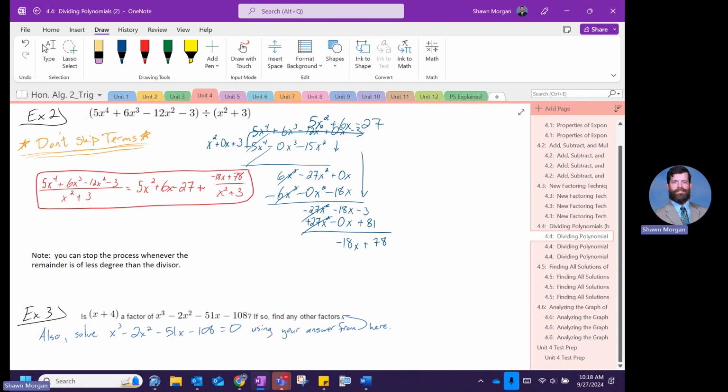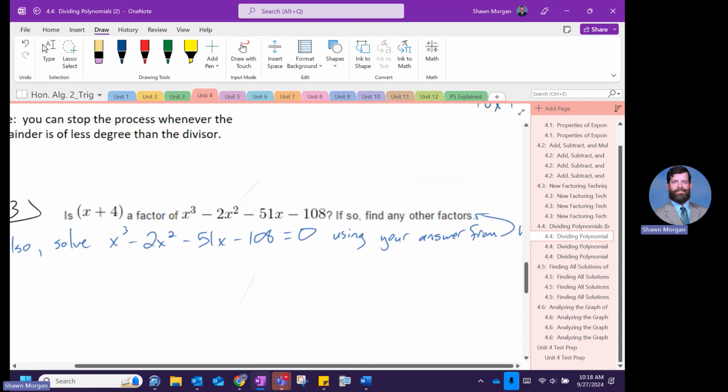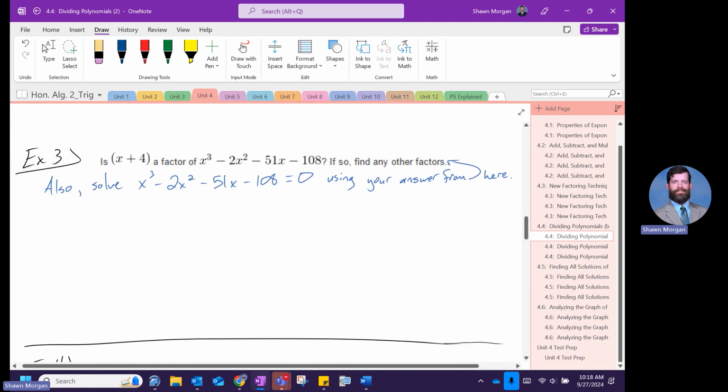Okay, so now what we can do is we can start asking a little bit different question, and what that will check to see is if you understand the process of what you're going through. For example, it says here, is x plus 4 a factor of that cubic polynomial? If so, find any other factors. Now, what they actually want you to do, without coming out and saying it, is do the division here. Because to check if something is a factor, you can do the division.